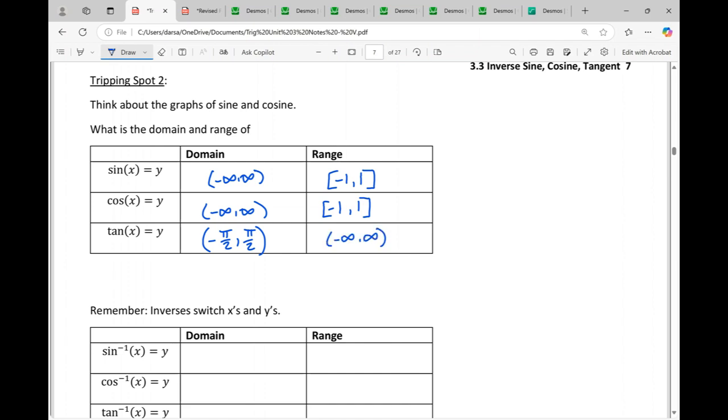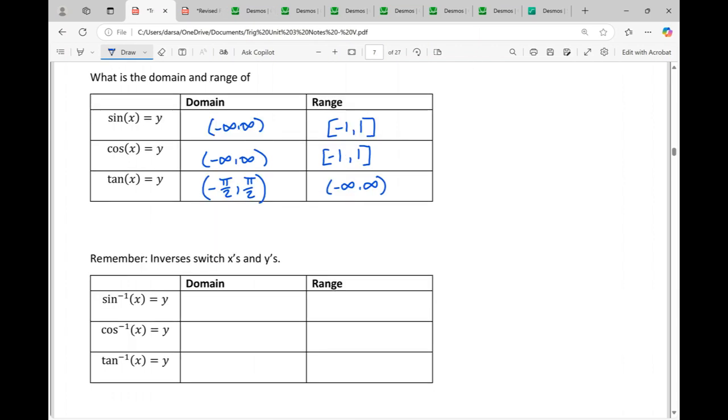Okay, this is a little crazy looking, and this is going to cause us a little bit of a problem. Remember, inverses switch x's and y's. Domain is what letter? X. Range is what letter? Y. So when we say inverses switch x's and y's, that means that the range of sine inverse comes from the domain of sine, and the domain of sine inverse comes from the range of sine.